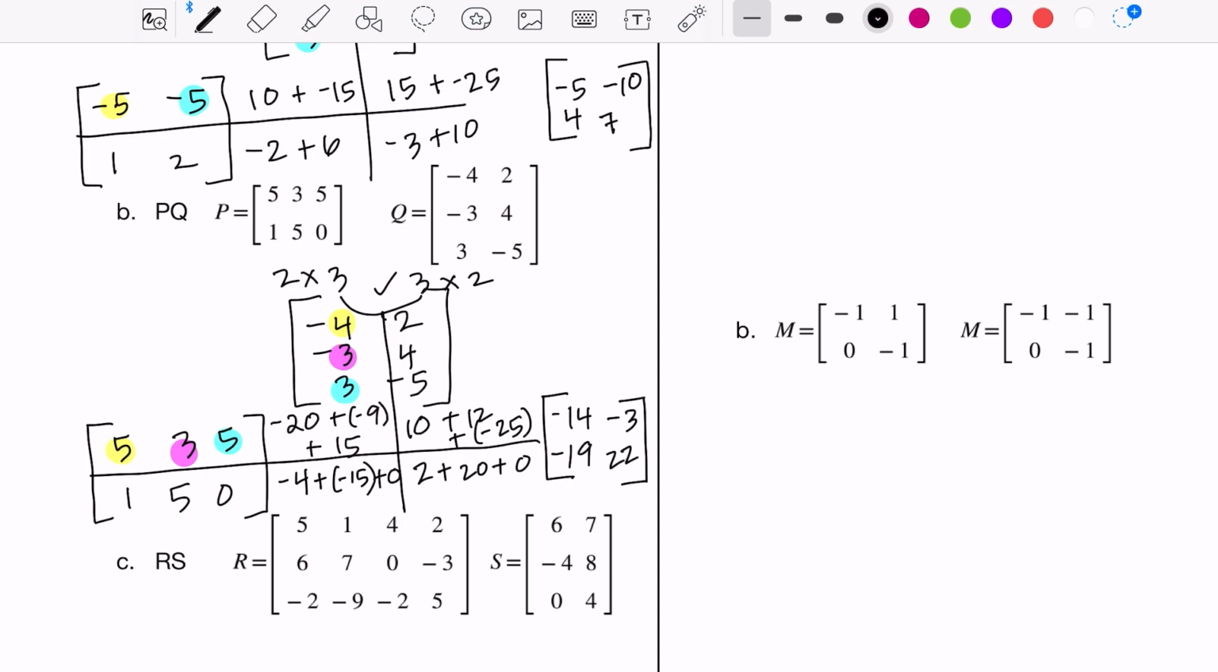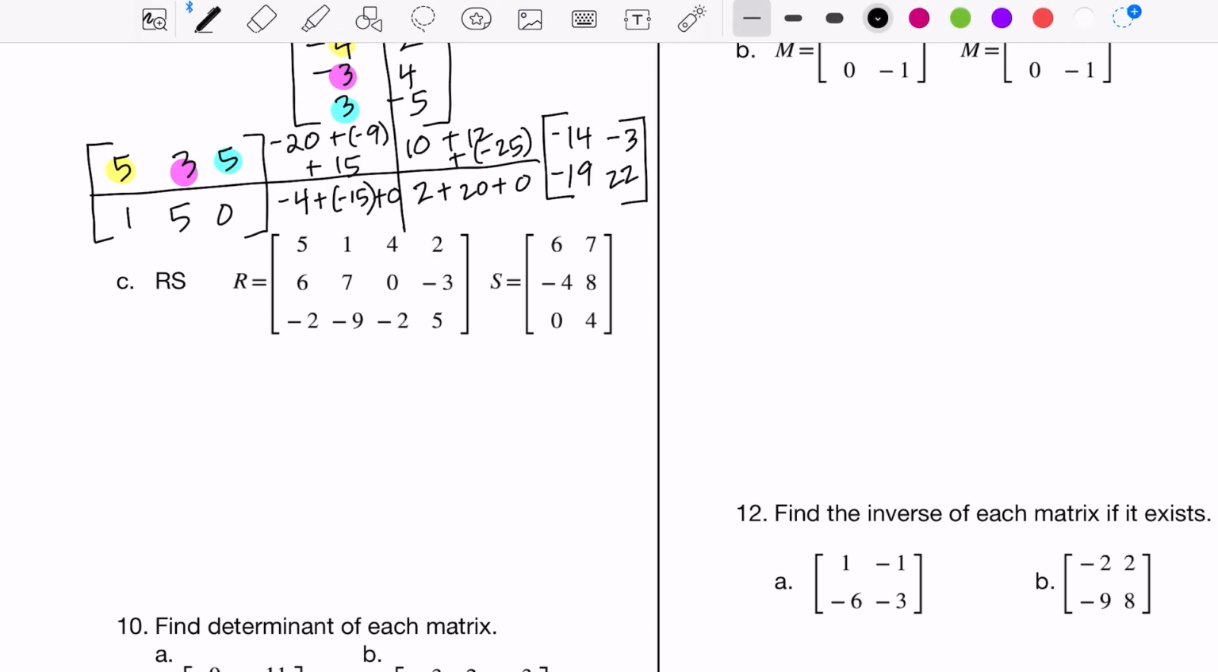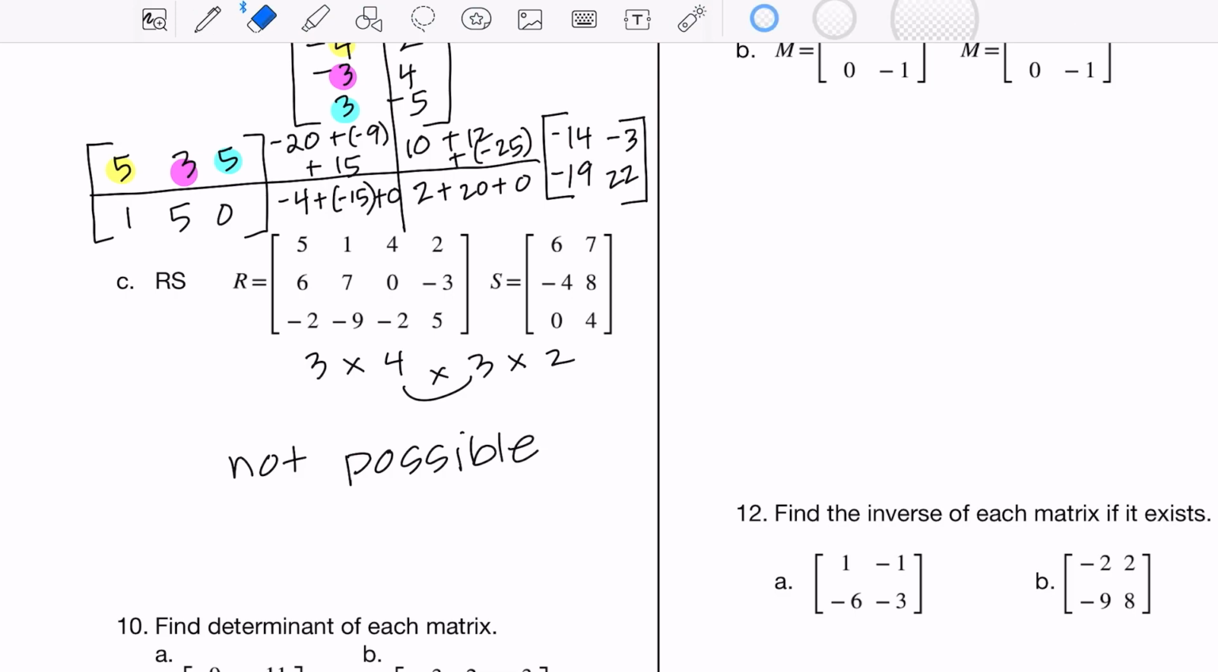And there's that one. So like I said before, you're more than welcome to plug those matrices into the matrix app on the calculator to check your work, but that's once you're done. Okay, this one's a 3 by 4 and this one is a 3 by 2. Because these don't match, it's not possible. So again, the columns in the first one don't match the rows of the second one, so we can't do that.